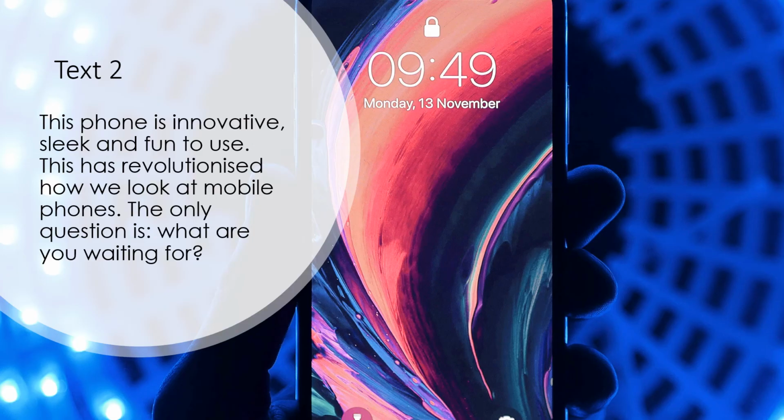Number 2, this phone is innovative, sleek and fun to use. This has revolutionized how we look at mobile phones. The only question is, what are you waiting for? So what purpose do you think it is?